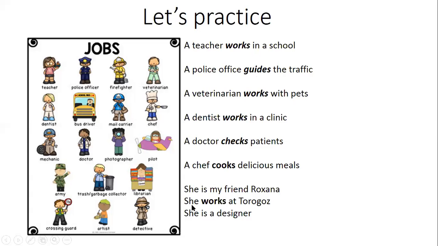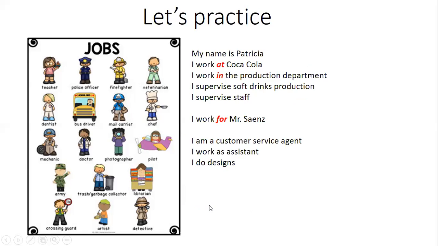And when I'm talking about she, I say she works at. So I can say, my name is Patricia, I work at Coca-Cola, just for saying a name. Or I can say, I work at Ingles Corporativo. I work in the production department. I supervise soft drinks production. I supervise staff, right? So if you see, I use the preposition at to name the place where I work because it's the name of the company. And then I say in when I'm going to be more specific and talk about the department where I work. And I say, I work for Mr. Sainz. So I use the preposition for when I'm saying the name of my supervisor or the company owner.